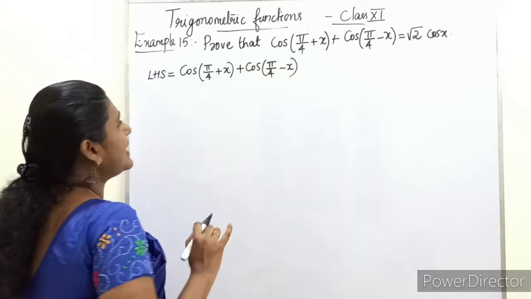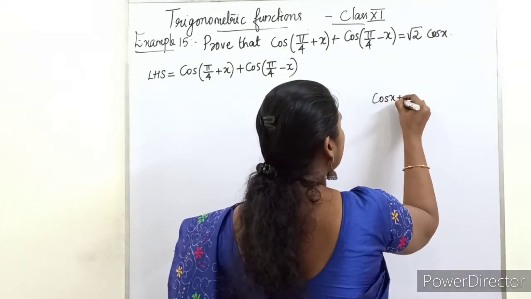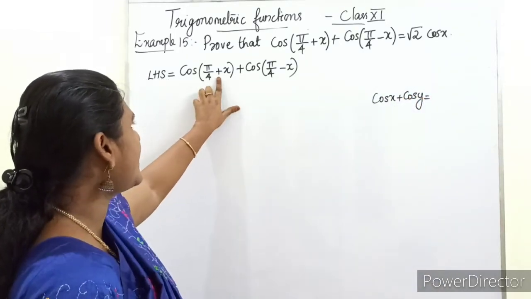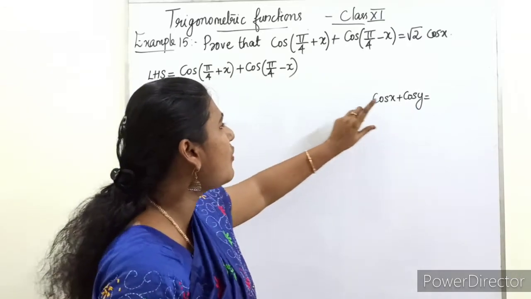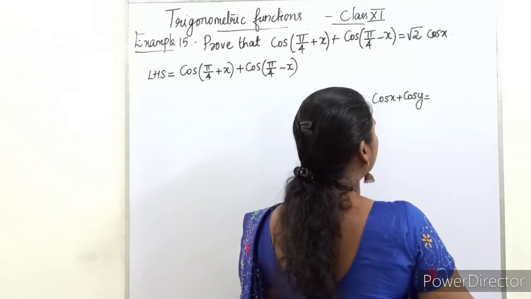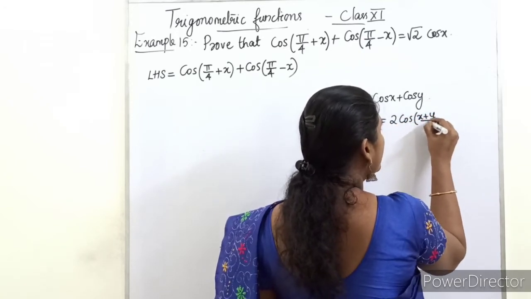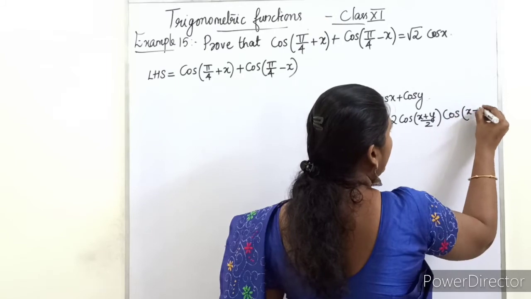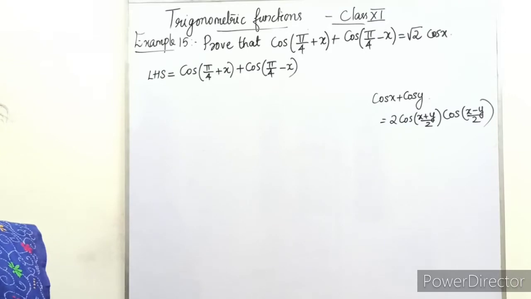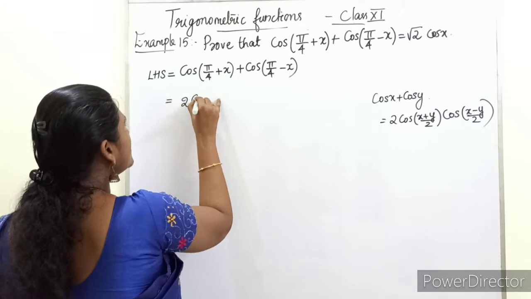So now can you tell me which identity we have to use here? Just now we have seen the cos x plus cos y identity. So what is cos x? In the place of x we have here pi by 4 plus x, and in the place of y we have pi by 4 minus x. So what is the formula for this? Cos x plus cos y is equal to 2 cos of x plus y by 2 into cos of x minus y by 2. So this is the formula.